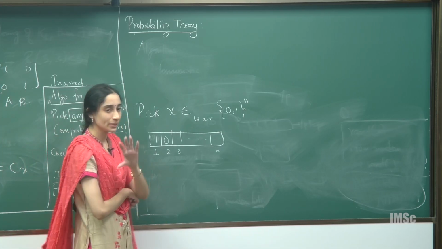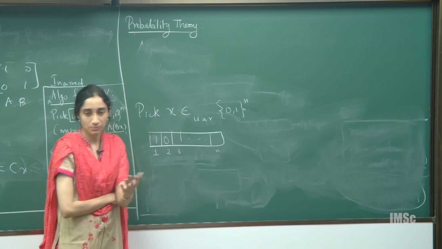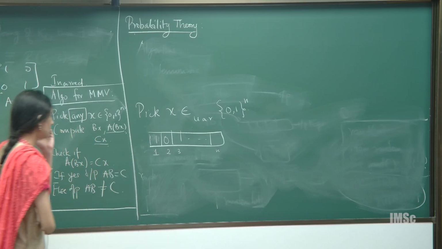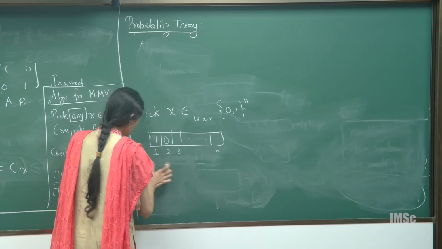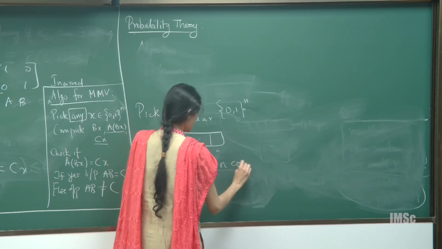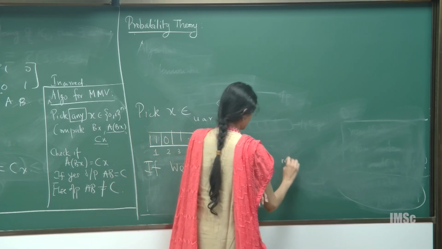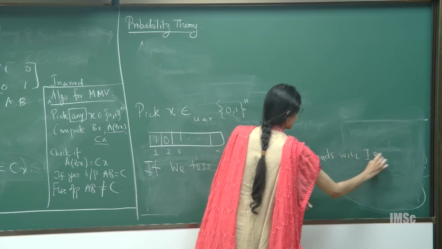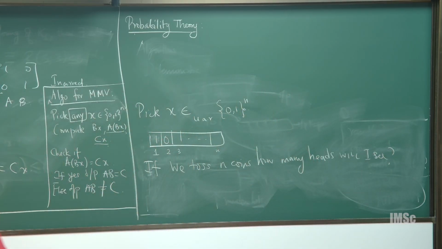So if I do this, what am I doing? I am doing a random experiment. And what is the experiment? Toss the coin n times. You fill this vector. So what is the probability? Okay, so if I toss n coins, this is a standard question in probability, right? Middle school. If I toss n coins, how many heads will you see?